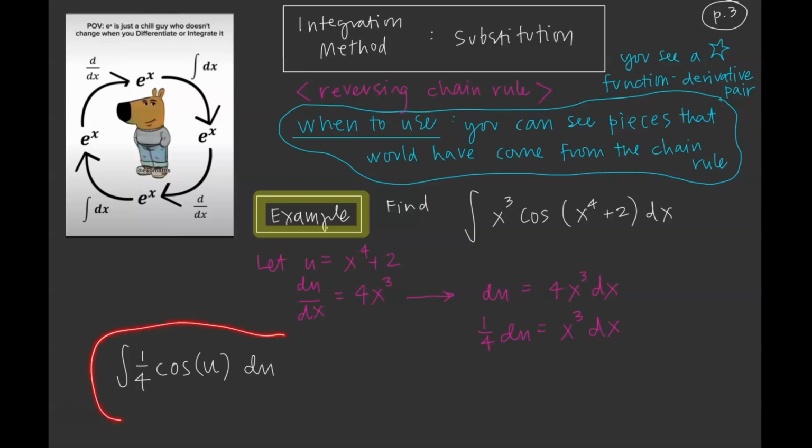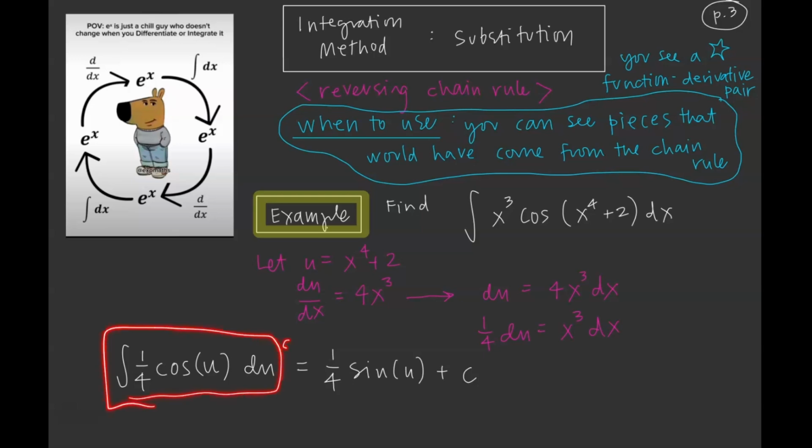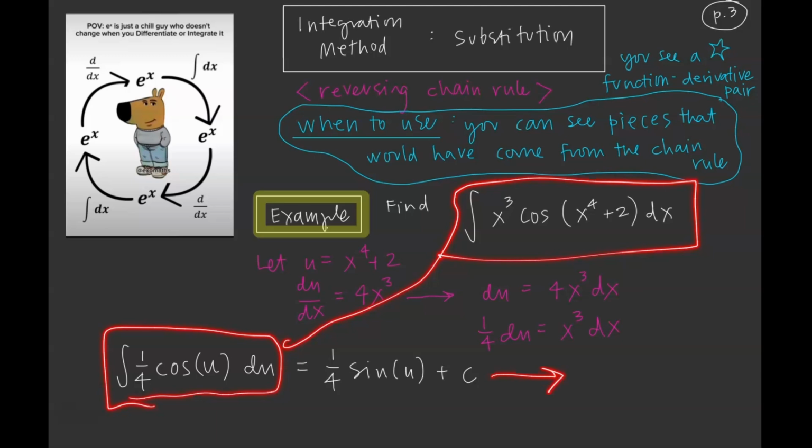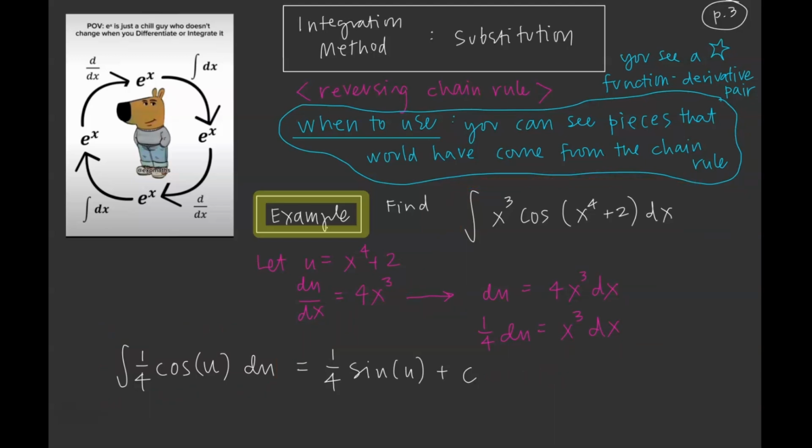This is now an integral that I have no problem with. This is an easy integral to evaluate. This will be sine of u, the 1/4 just hangs out, plus a constant. Okay, so I'm not quite done yet, but this integral was way easier to figure out than this integral, and so that was a good substitution to make. I now go ahead and put back, instead of using u's, I'm going to step back into x's. So this is equal to 1/4 sine of x to the 4th plus 2 plus c. And this is my final answer here.